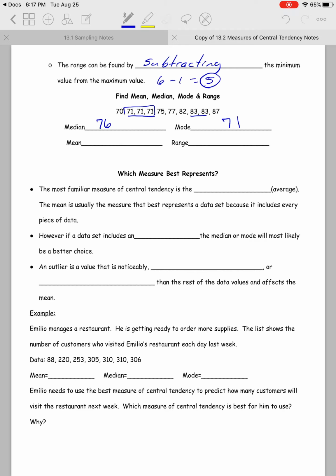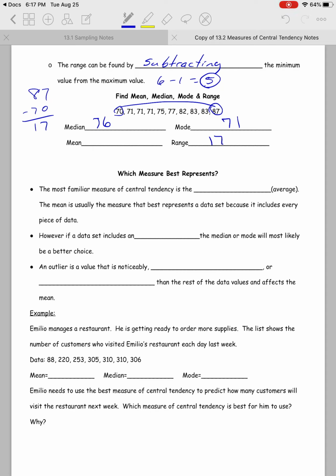Now let's look at the range. The range, I hit my eraser, sorry guys. The range, let me put this back here, will be from 70 to 87. 87 minus 70 is 17. So the range is 17.